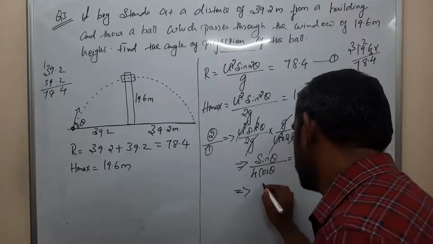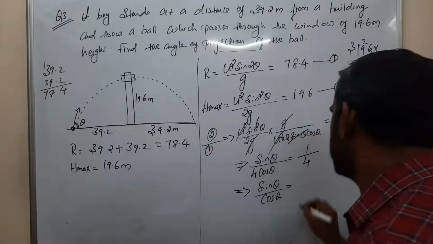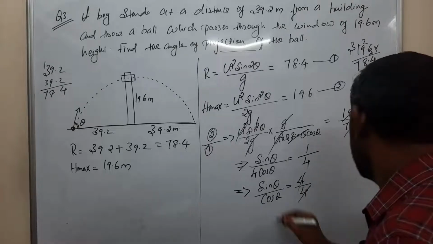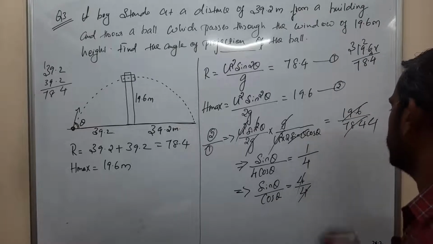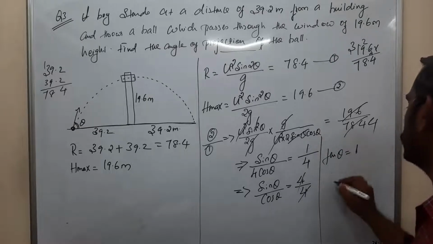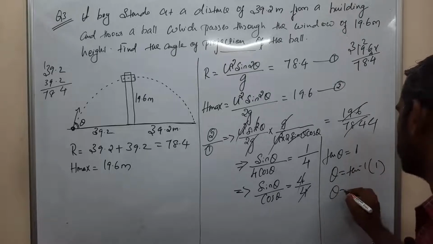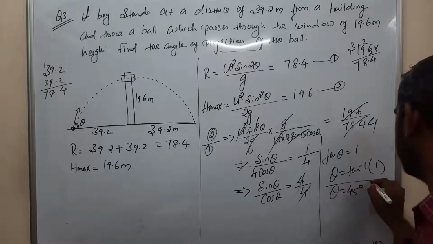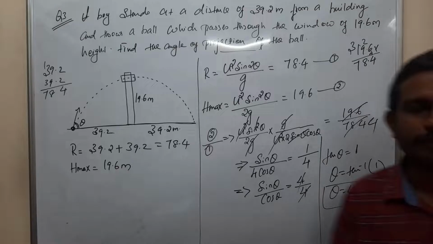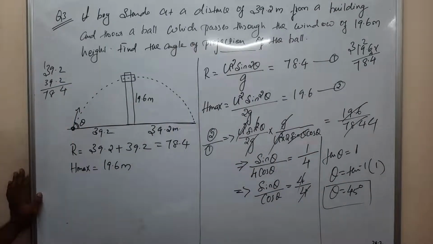So that implies sin theta divided by cos theta is equal to 4 divided by 4. The 4s get cancelled. So what is sin theta by cos theta? That is tan theta. Tan theta is equal to 1. So theta is equal to tan inverse of 1, that is theta is equal to 45 degree. So the angle of projection is 45 degree. Clear?